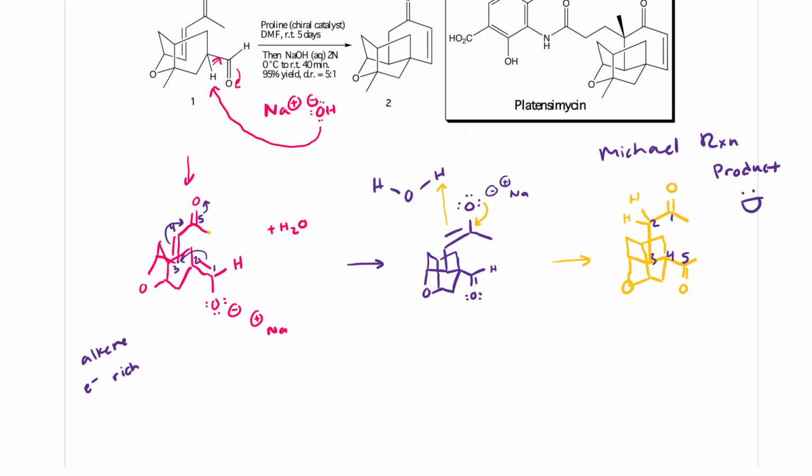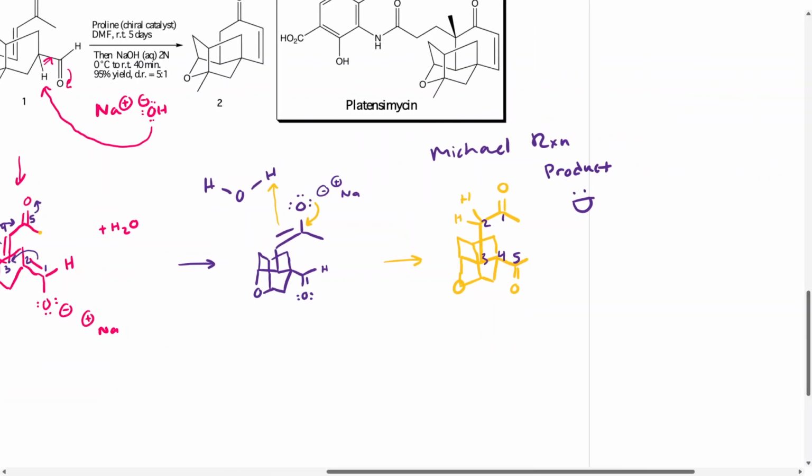But we're doing a Robinson annulation. So there's going to be an intramolecular aldol condensation. So we should also recognize that we reformed our base. So our base is going to do some work again. What our base is going to do is it's going to attack an acidic carbon.